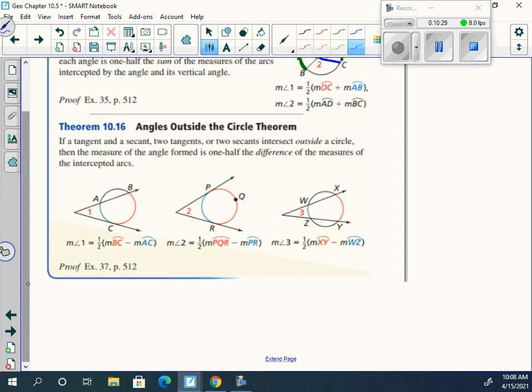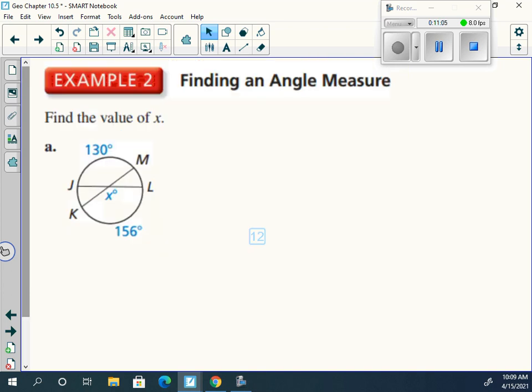Now, if we have two lines that intersect outside the circle, that angle is going to equal 1/2 of the bigger arc minus the smaller arc, no matter where it is located. BC, bigger, minus AC, smaller. PQR, bigger minus smaller. XY, bigger, WZ, minus smaller. So if it intersects outside of the circle, we're always going to do 1/2 of bigger minus smaller. It might be a little bit easier if we look at an example of this here.